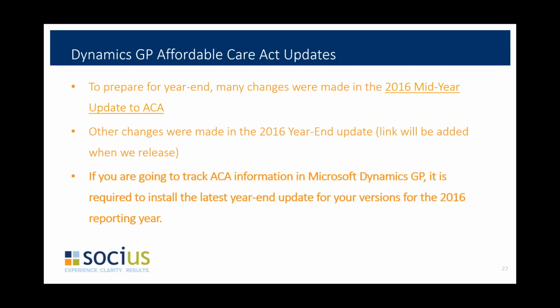If you're going to track ACA information in Dynamics GP, it's required to install the latest year-end update for your versions for the 2016 reporting year. So I think we're saying the same thing maybe more than once, but it is really important to get that year-end update installed, and it is now available, as I said before. So if you're on 2013 or 15, it was released in November on the 15th. 2016 was released at the end of November.